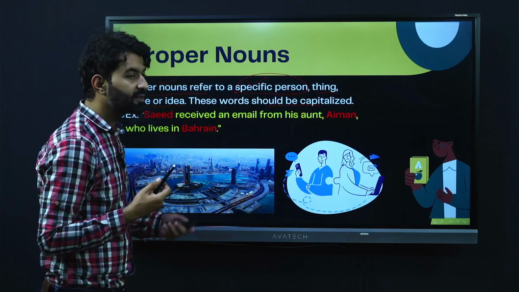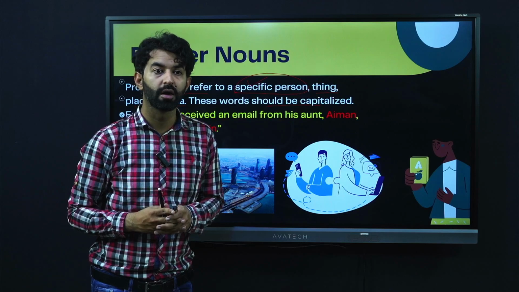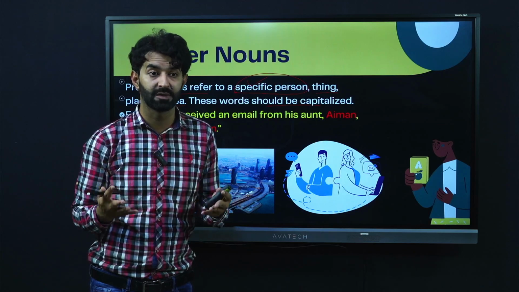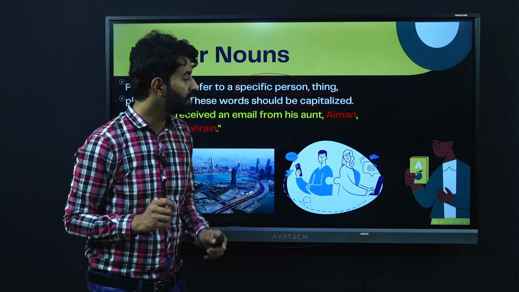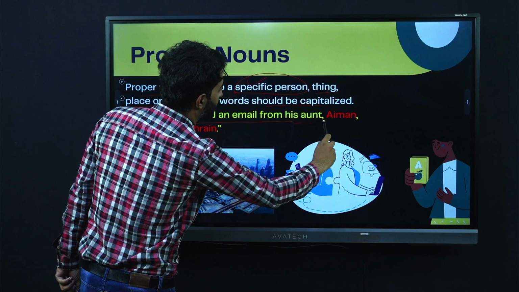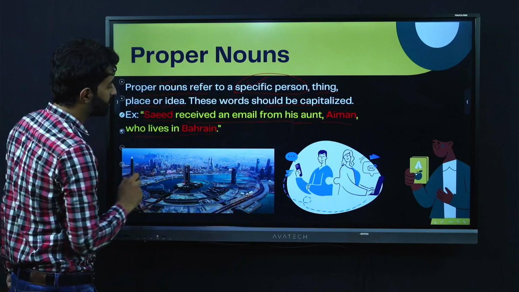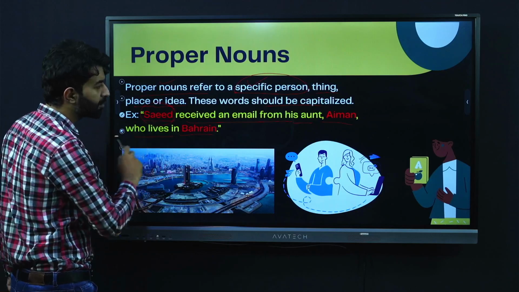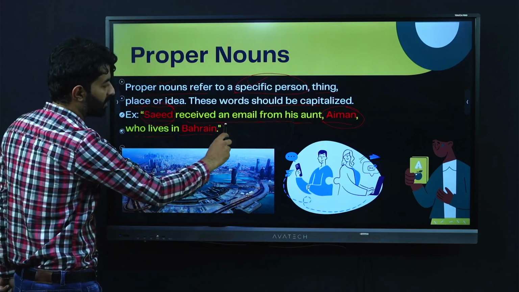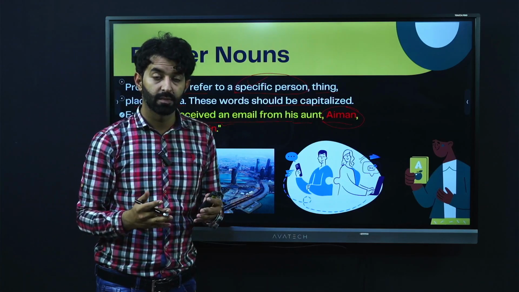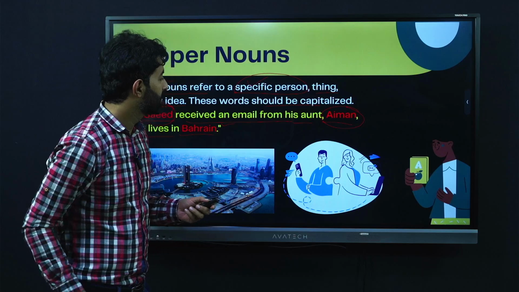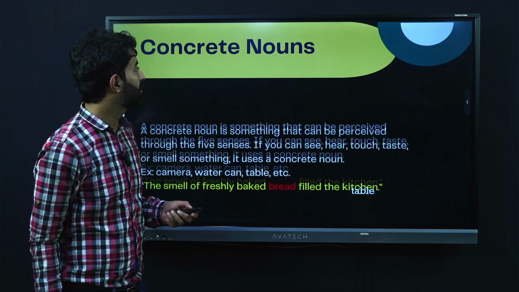Also, let's say the city of Lahore. Lahore is written with capital L because it is also a specific place, a very particular place, right? Now, Saeed received an email from his aunt Ayman, who lives in Bahrain. Saeed is a specific person. His aunt is also a specific person, and Bahrain is a specific place. So all these are proper nouns. Now we can differentiate between common nouns and proper nouns.